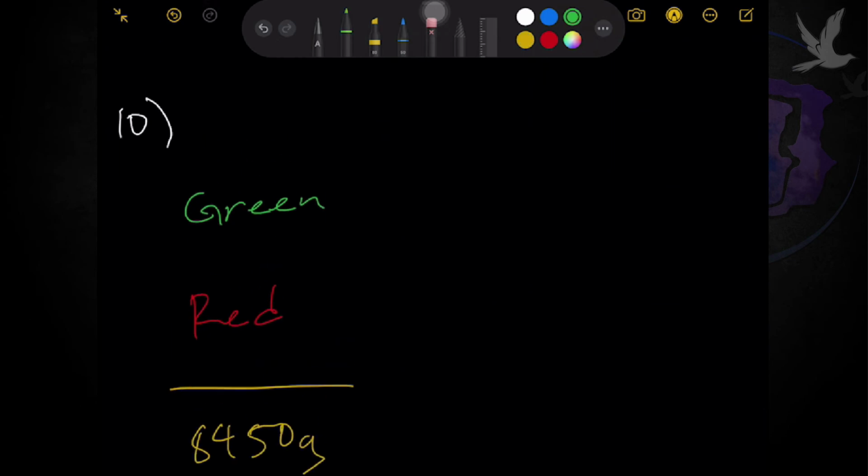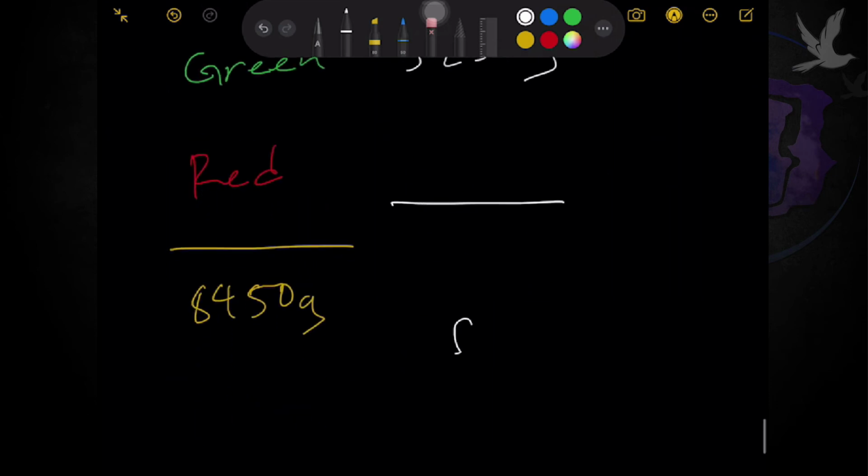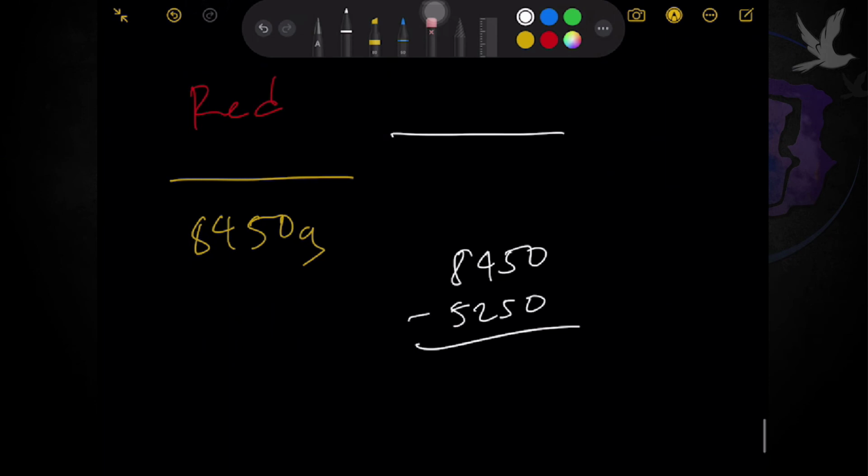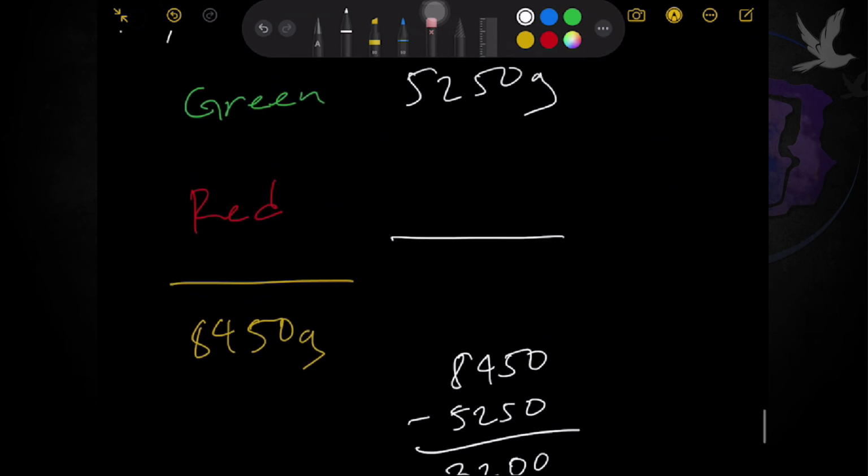Ang green daw is equivalent to 5,250. And then the total mass of all apples is 8,450. So to solve for red, all you need to do is just to subtract, no? 8,450 minus 5,250. So proceed with subtraction. We'll now end with an answer of 3,200.